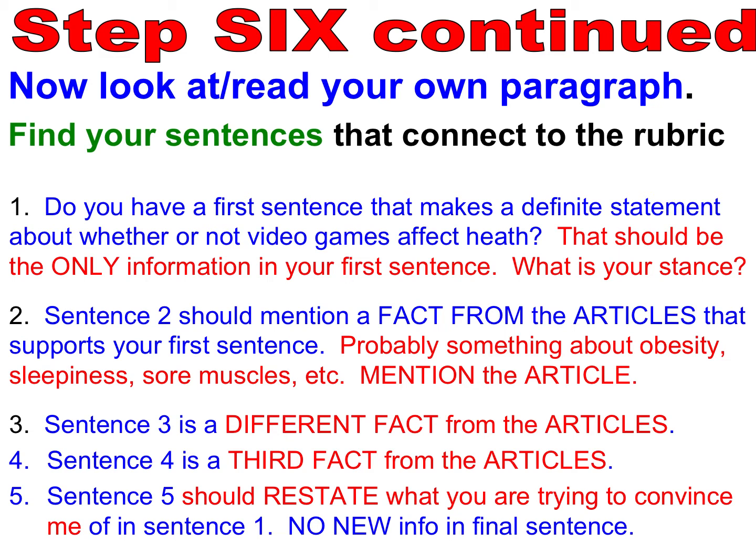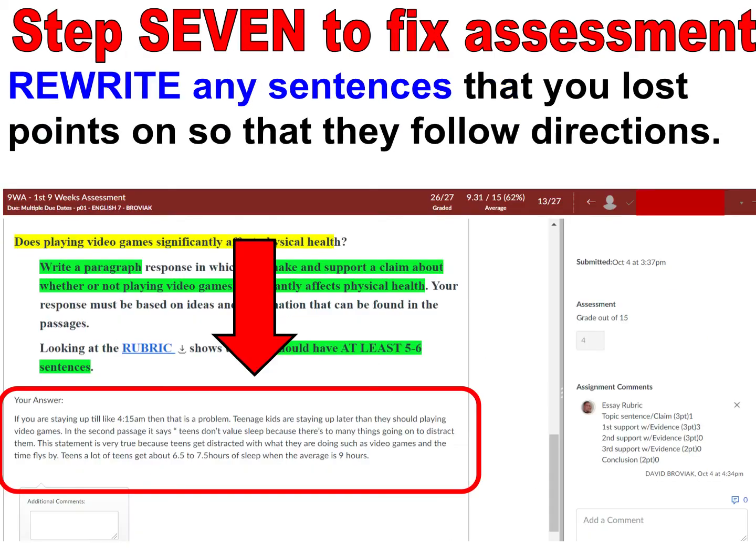Sentence 5 is your conclusion. Restate what you're trying to convince me of. Playing video games has no impact on physical health as long as you do it correctly. Something like that, where you're just trying to give me a statement where you make a definitive thing. That's it. That's all I needed for your 5 sentences. The first one where you make a statement, give me a fact, give me a different fact, give me a third fact, all supporting yourself, then restate what you're trying to say. That's all I needed. Simple as that.